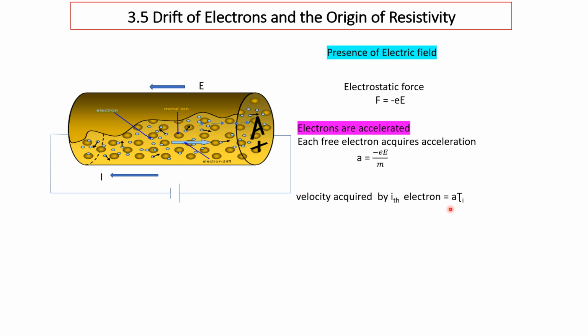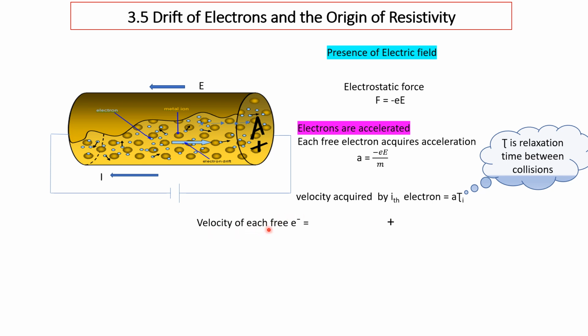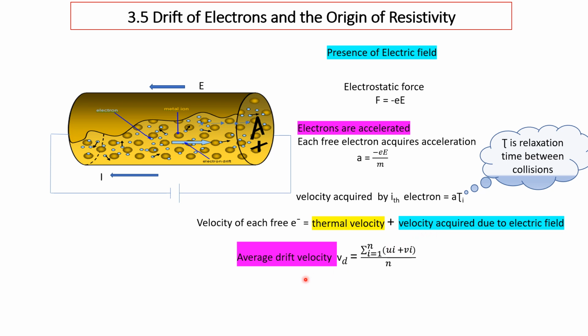What is the acceleration acquired by the electrons? The acceleration acquired by the electrons is given by the ratio of the force to mass, that is, minus e times the electric field divided by the mass of the electron. So what is the velocity acquired by each free electron now? The velocity acquired by each free electron will be the sum of the thermal velocity plus the velocity acquired due to the electric field. What will be the average drift velocity of the electrons? To find the average drift velocity, we'll have to take the summation of all the thermal velocities plus the velocities acquired due to the electric field and divide it by the total number of free electrons available for conduction.